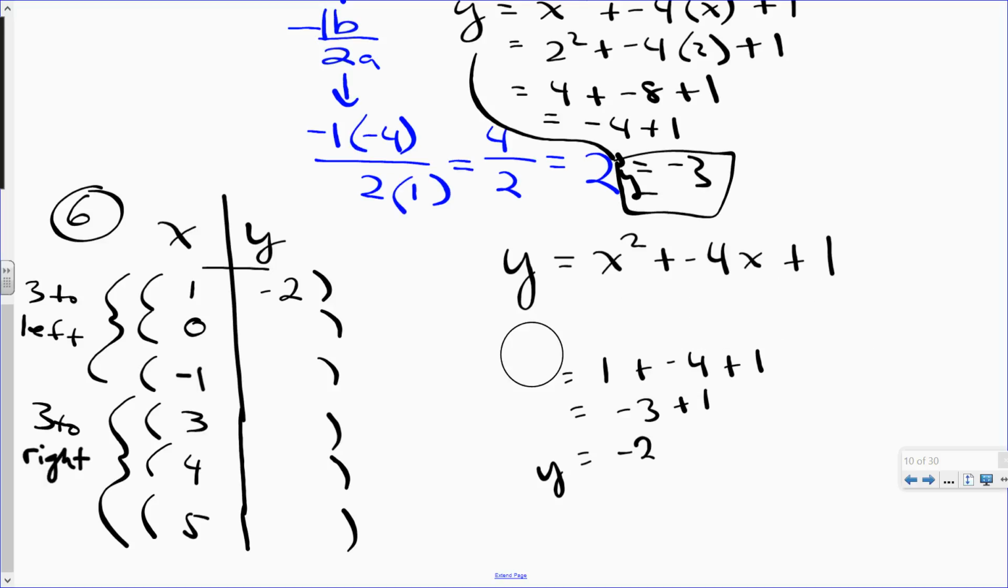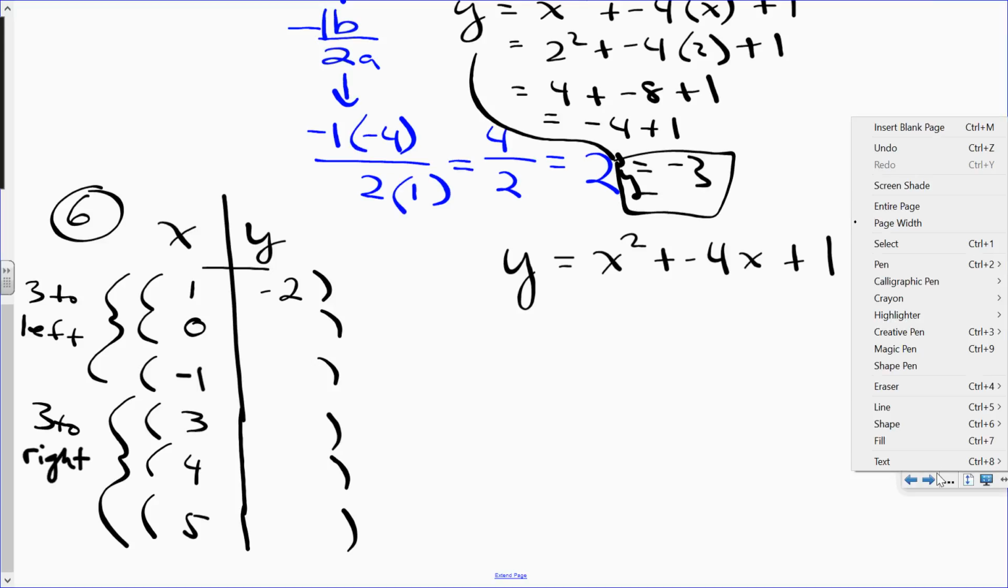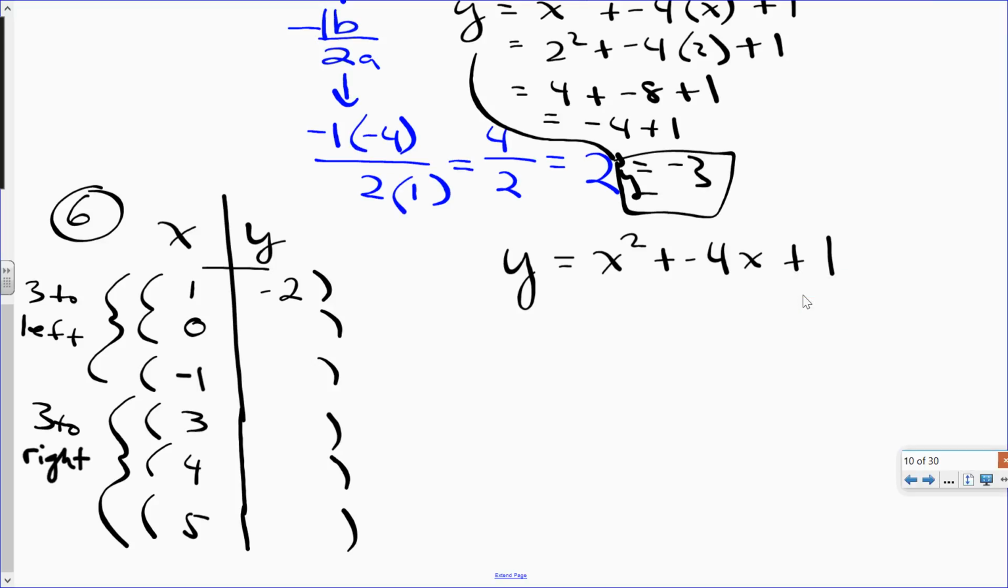All right, here we go. I'm going to replace x with 0 now. Stay with me. 0 to the second power, look, that's my next x value right here, plus -4 times 0 plus 1. 0 to the second power becomes 0, right? -4 times 0 is what? Another 0. 0 plus 1 is a 1. So 0, 1 is another point.